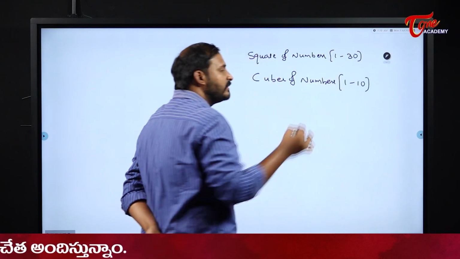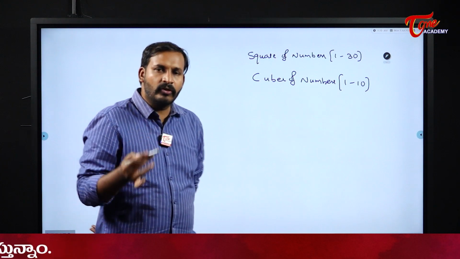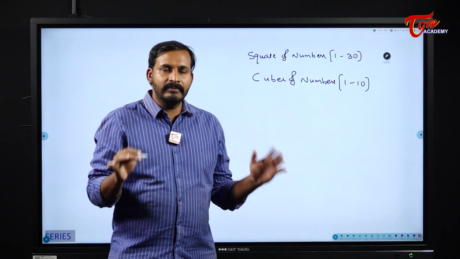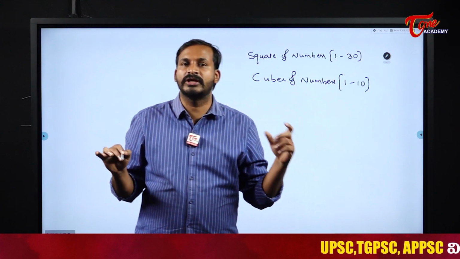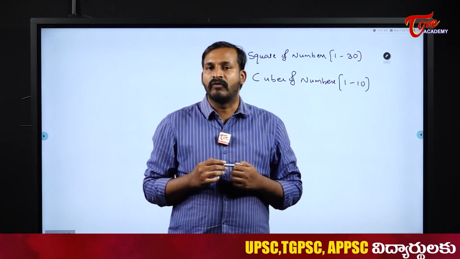I am speaking about the minimum basic things. If you know more than that, that is well and good. But minimum, you should know the squares of numbers from 1 to 30, and at the same time, you should know the cubes of all the numbers from 1 to 10.